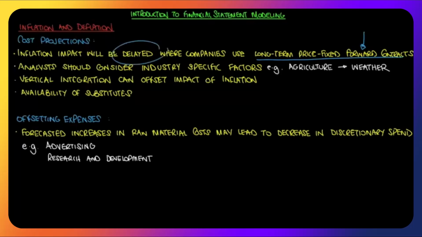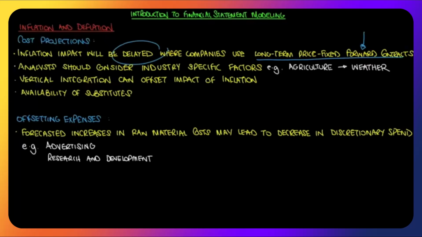They will be able to delay the impact of that inflation. Think about company or industry, I should say, specific factors. Agriculture, obviously affected by the weather. So if you've got any companies that have huge agricultural products, coffee bean harvests, for example, and the weather is bad, there is a bad harvest year, that is clearly going to affect your cost projection. Think about how they're going to deal with that.